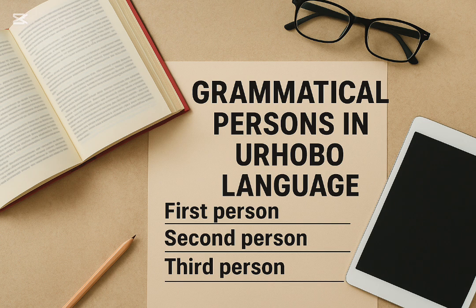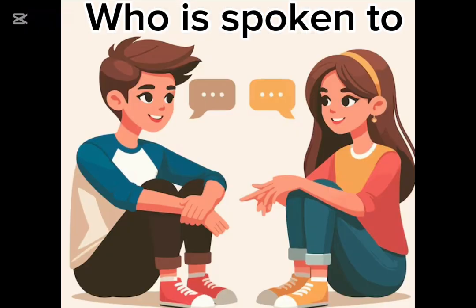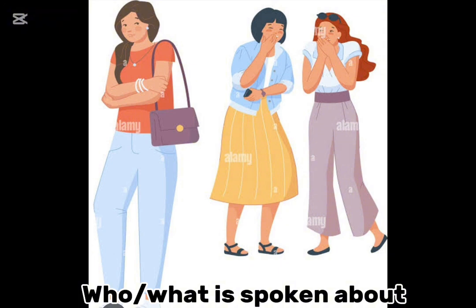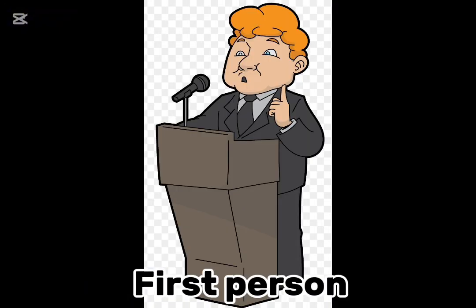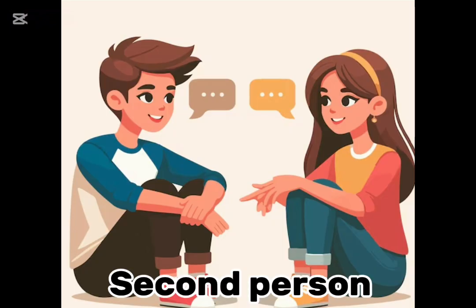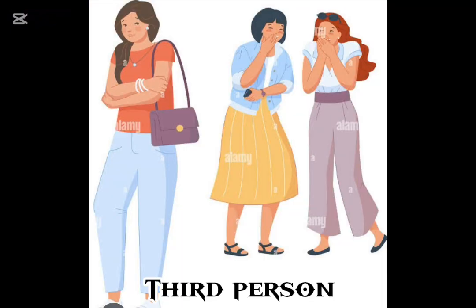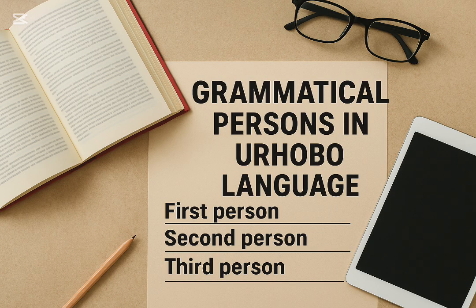Today, we explore one of the most fascinating topics in language, that is grammatical persons, but in the Urhobo language. In every language, grammatical person tells us who is speaking, who is being spoken to, and who or what is being spoken about. So, the person who is speaking becomes the first person, the person who is being spoken to becomes the second person, and the person who is spoken about or the thing that is being spoken about becomes the third person. In Urhobo, the same idea exists, but with unique pronunciation patterns that depend on vowel harmony, tune, and context.